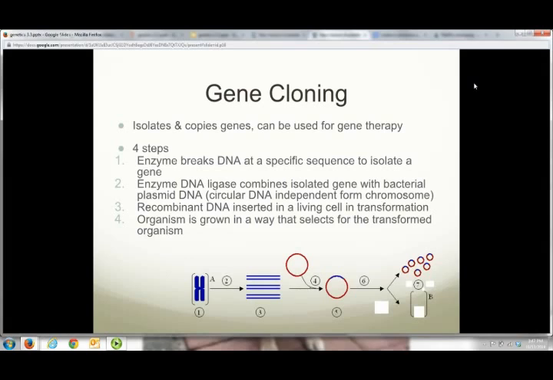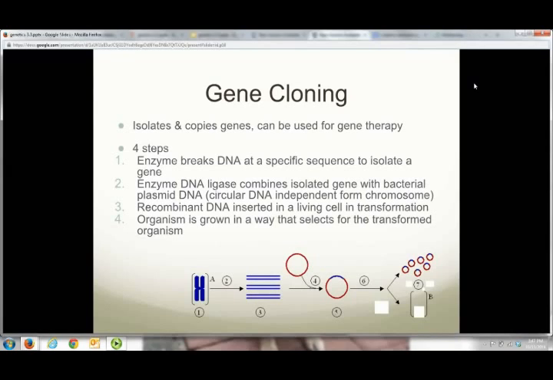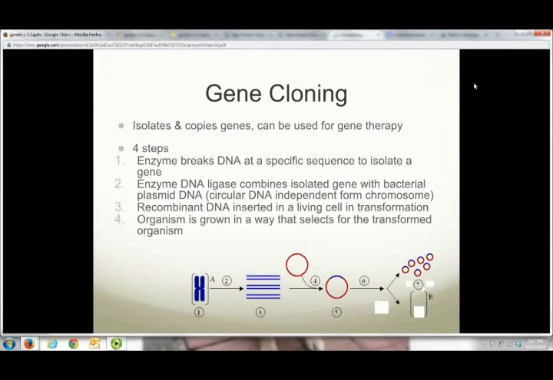The enzyme DNA ligase is going to be combined with that isolated gene and a bacterial plasmid. Bacterial plasmids are circular DNA that are independent from the chromosome. The recombinant DNA gets inserted into that bacterial plasmid, and then the bacterial plasmid will insert into a living cell during transformation. The organism is then grown in a way that selects for the transformed organism, and then you create a new population that has the new desired gene in it.